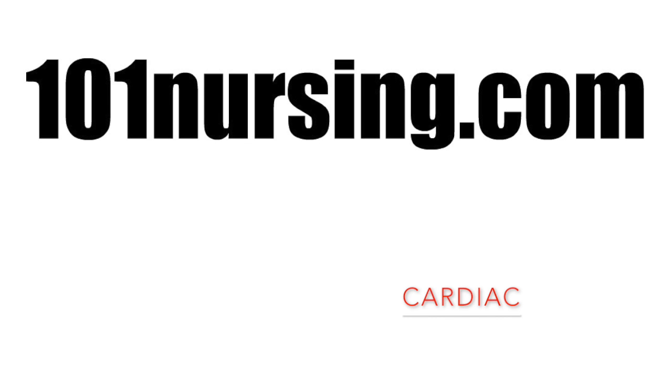Another one is your AST, okay? AST is a general one. So if you have any injury to your muscles or tissues, AST will be elevated. AST is your aspartate aminotransferase. When AST is elevated, it means that there is injury to the tissue. The question will be, what tissue is injured or damaged?